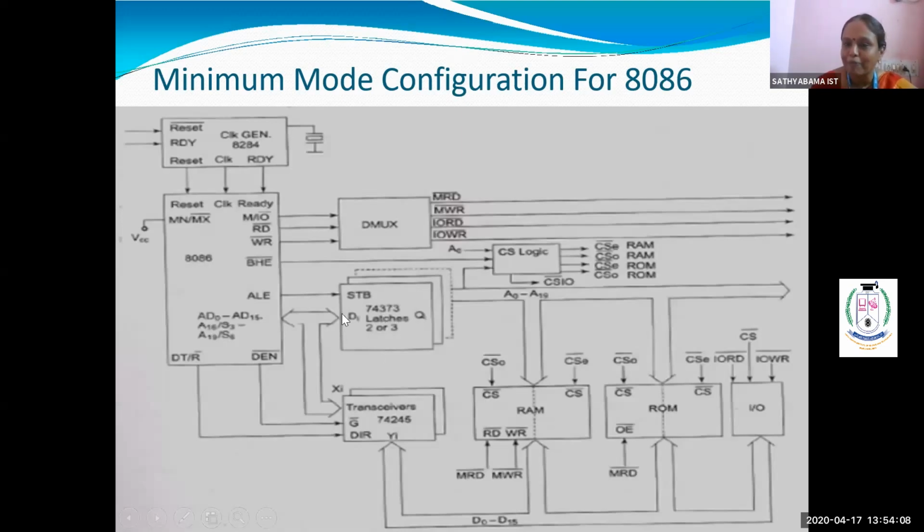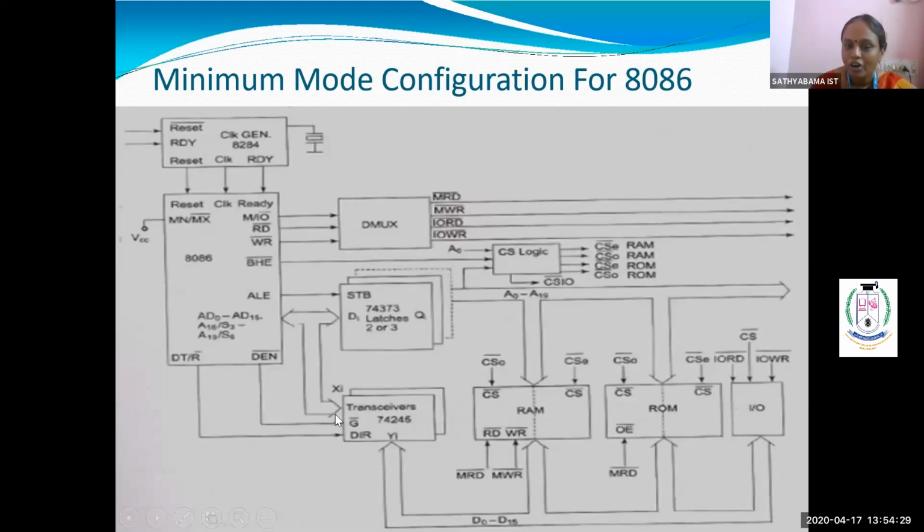74373. What is the purpose of this now? The ALE signal will be given. So what is the purpose of ALE? It will segregate the address and data. So 74373 is a latch. It will separate the address and data. Okay. So the ALE signal is fed here. Then you look up on the next diagram.